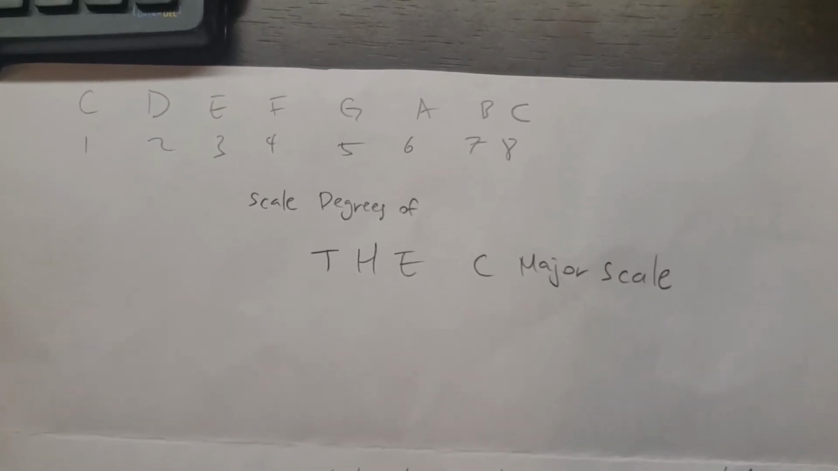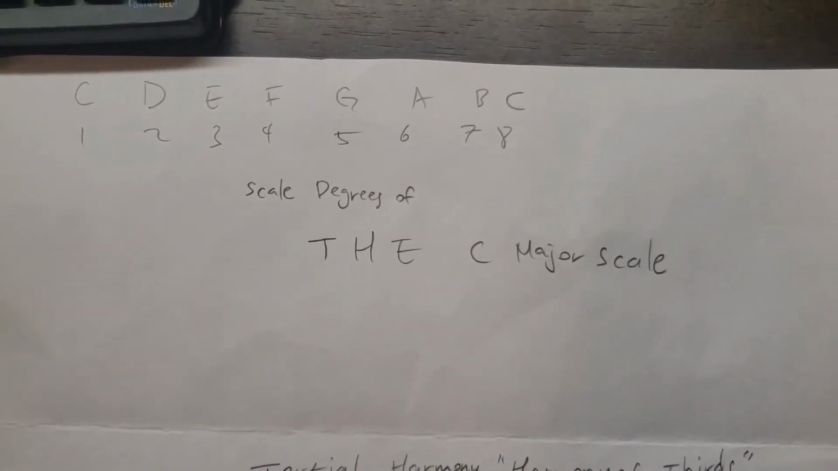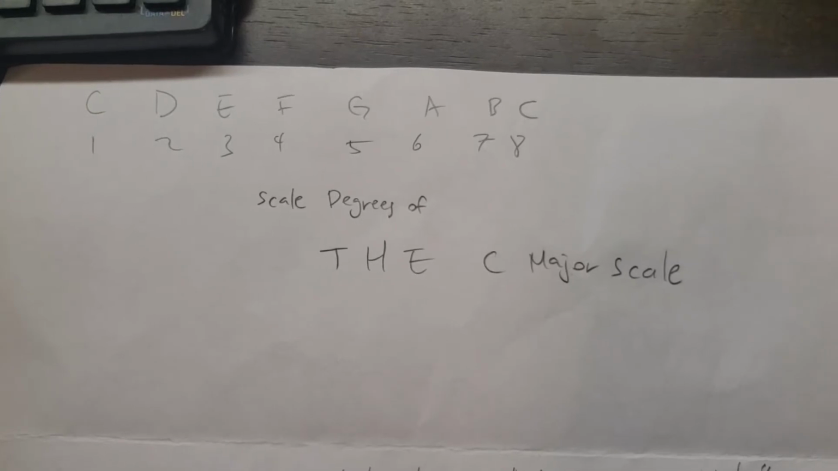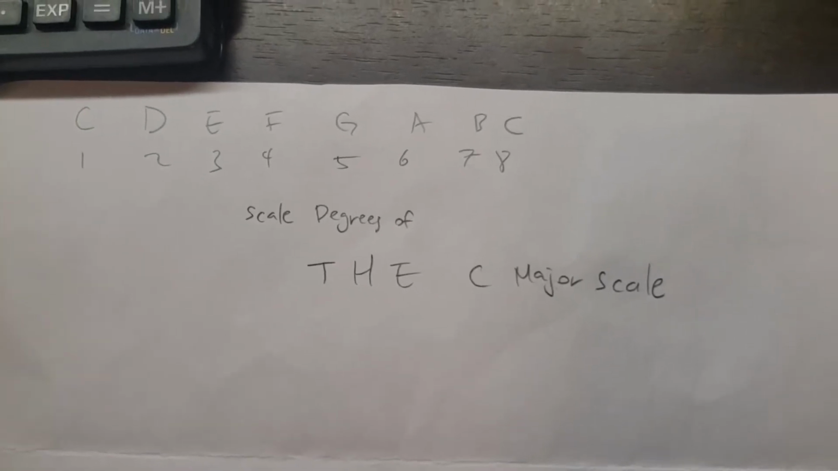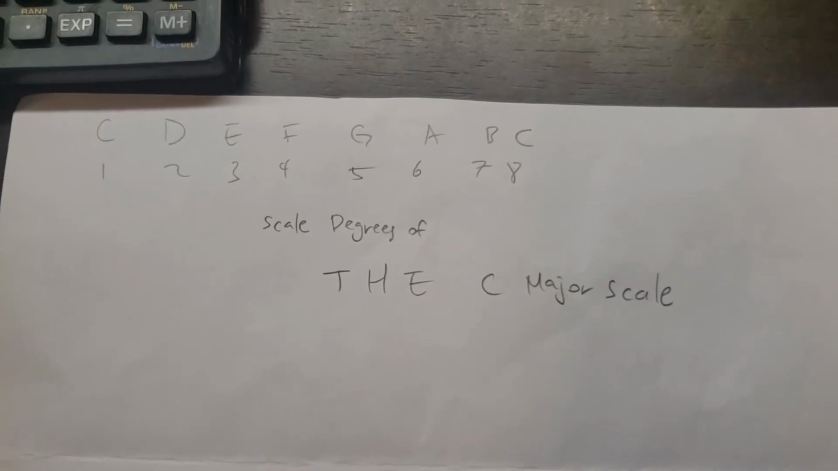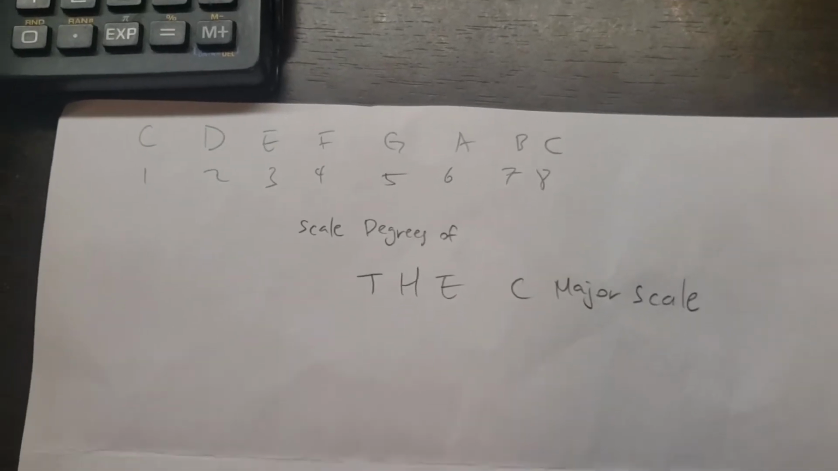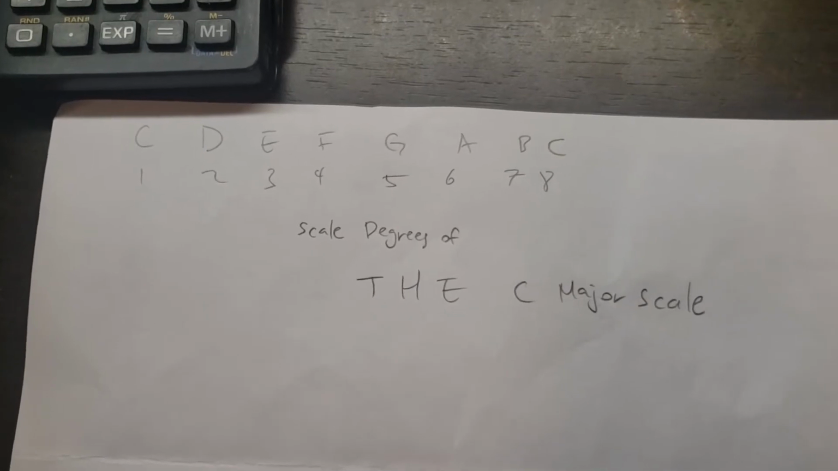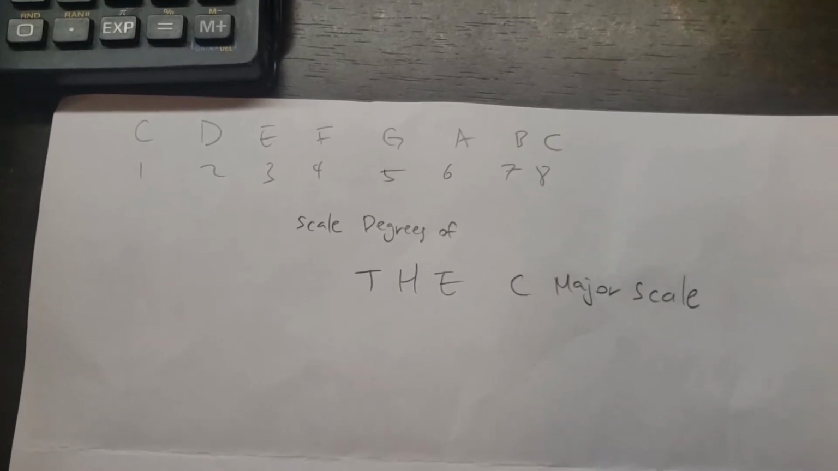Let's get into it. At the top of the page, you'll see the 7 notes of the C major scale. Now I know there are 8, but if you look carefully, the first note and the last note, both C's, is just a repeated note. So these are the notes that are contained in the C major scale.